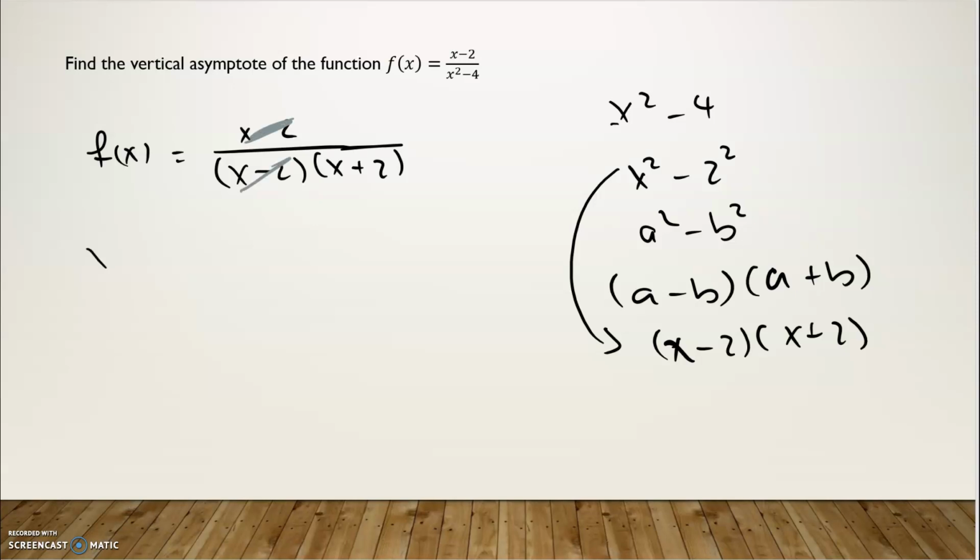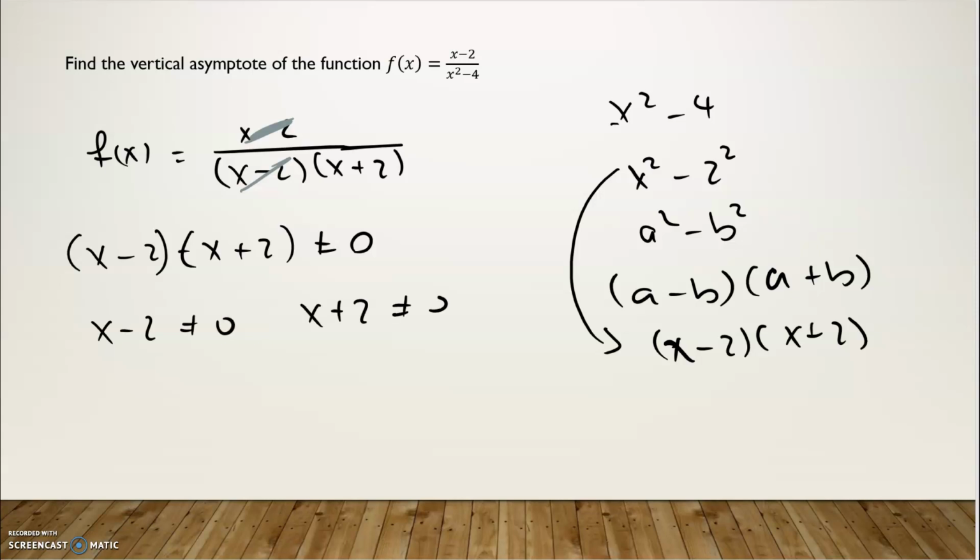So I'm going to set the bottom not equal to 0. So x minus 2 not equal to 0 and x plus 2 not equal to 0. So x does not equal 2 and x does not equal negative 2.